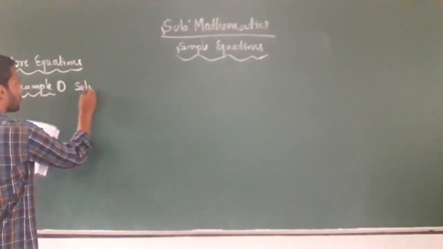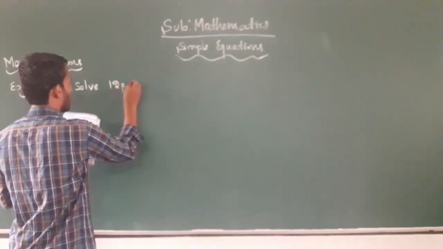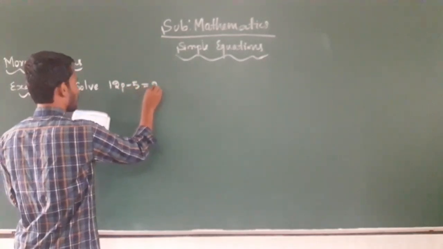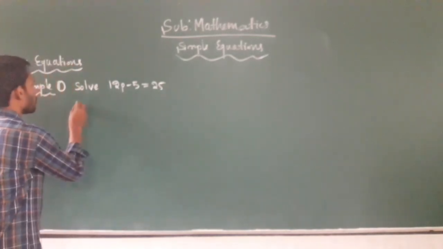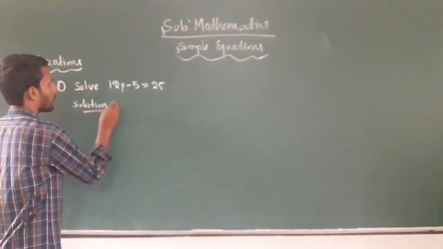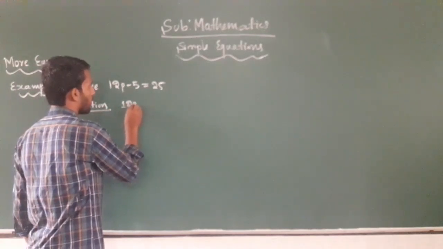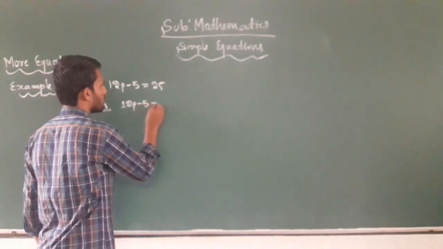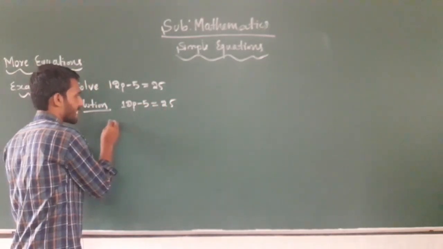Solve 12p minus 5 is equal to 25. Dear students, let us see the solution. Here the LHS is 12p minus 5, and it is equal to 25. See the first step here.